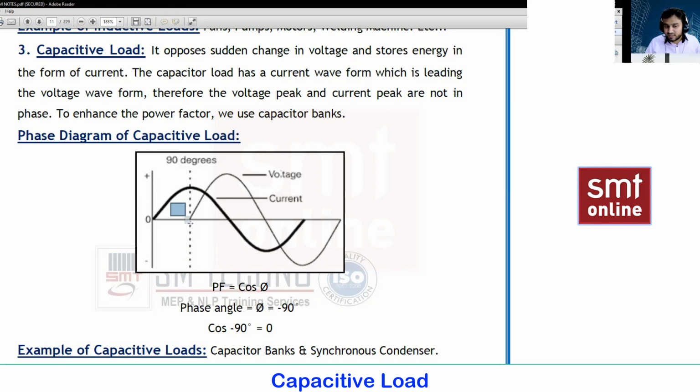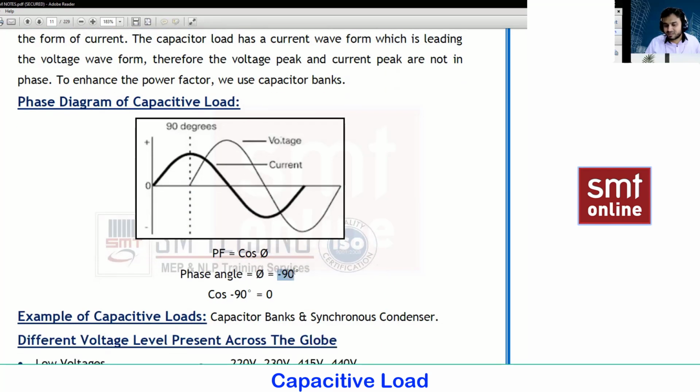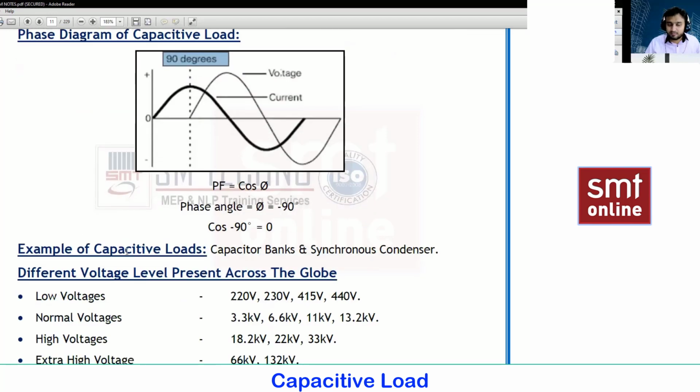The voltage is starting at 0 only. As this is the second quadrant, obviously it will be minus 90. So cos minus 90 will be 0. As a rough example, I'm taking 90 degrees. It can be 45, it can be 60, it can be any value. Examples of capacitive load are nothing but capacitor banks and synchronous condensers. So every inductive load will have a capacitor.